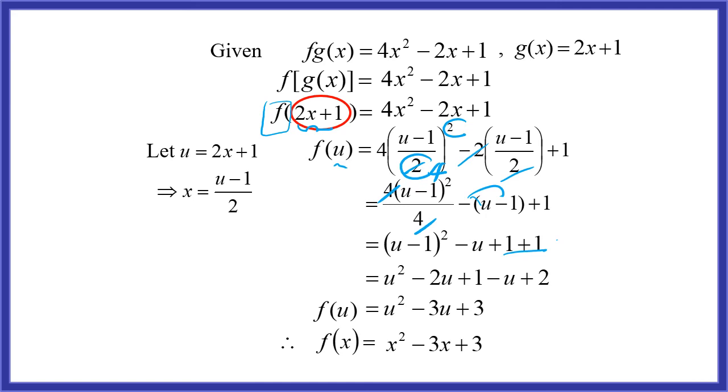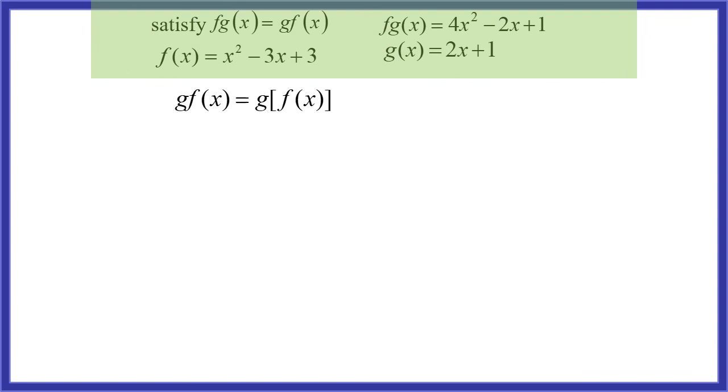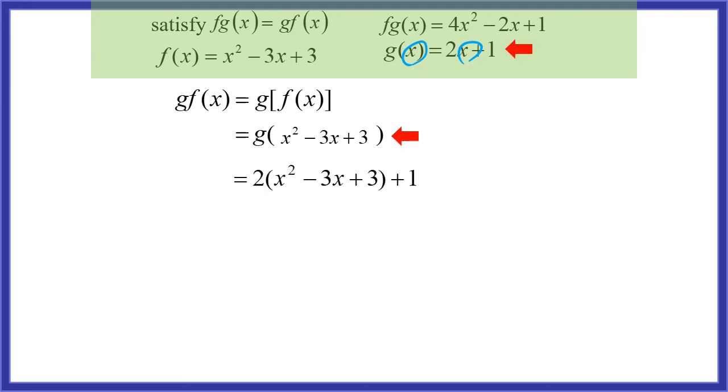We haven't finished the first part of the question, which is to find g(f(x)). We already have g from the question, and we found f from the previous working. So f(x) is x squared minus 3x plus 3, and g is 2x plus 1. If we replace the x by x squared minus 3x plus 3, it will be 2 of (x squared minus 3x plus 3) plus 1. Simplify everything: 2x squared minus 6x plus 6 plus 1, which is 2x squared minus 6x plus 7. So we have found the first composite function, g(f(x)).